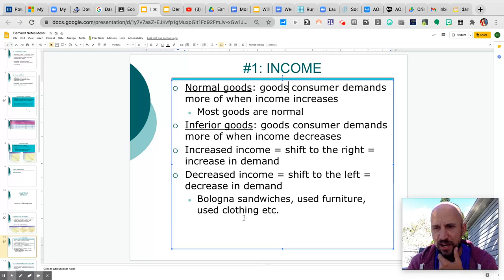Also down here at the bottom, these are types of inferior goods like I was talking about, like bologna sandwiches. Some of us don't like bologna, but we have to substitute bologna if we don't have enough money to buy that steak and lobster. Used furniture. All right. We're not making enough money, so we can't buy the new furniture. We have to buy used furniture, used clothing, same concept. All right. Those are inferior goods.